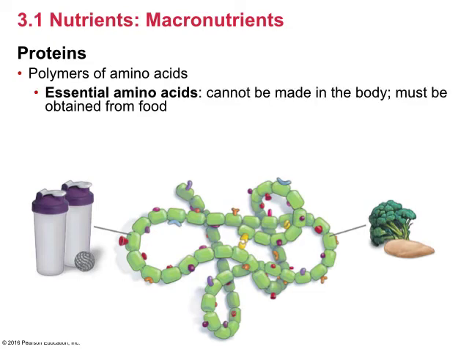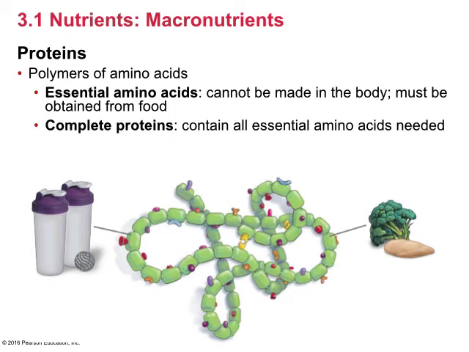Proteins, as we looked at, are polymers of amino acids. So we said there's 20 amino acids. There's 9 of those that are essential amino acids. These are amino acids that cannot be made in your body, and therefore you must obtain them from food. Complete proteins, as far as proteins that you're eating, contain all of the essential amino acids, right? So most animal meat is going to be a complete protein. It means that it's going to have all of the 9 essential amino acids that you need to consume.